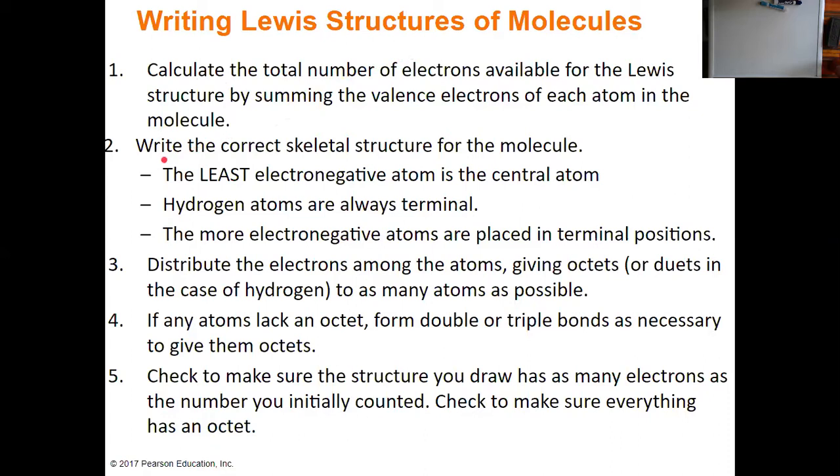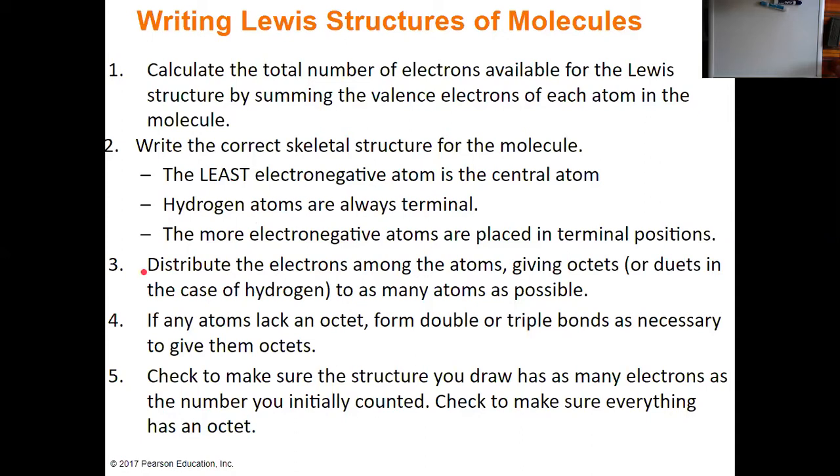Next, we're going to write out the correct skeletal structure for our molecule. A skeleton structure means that you'll connect everything by only one bond initially. We're going to put the least electronegative atom in the center position. Hydrogen atoms are always going to be terminal atoms. Hydrogen can never be our central atom. And the more electronegative atoms, things like chlorine or fluorine, are going to be placed in terminal positions unless they're in a compound with something else that's more electronegative than they are.